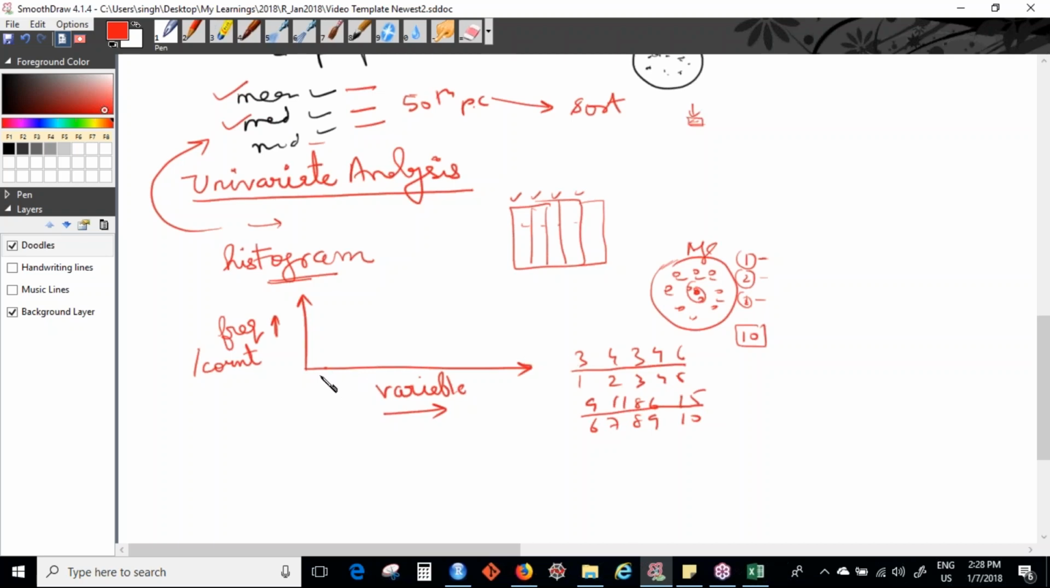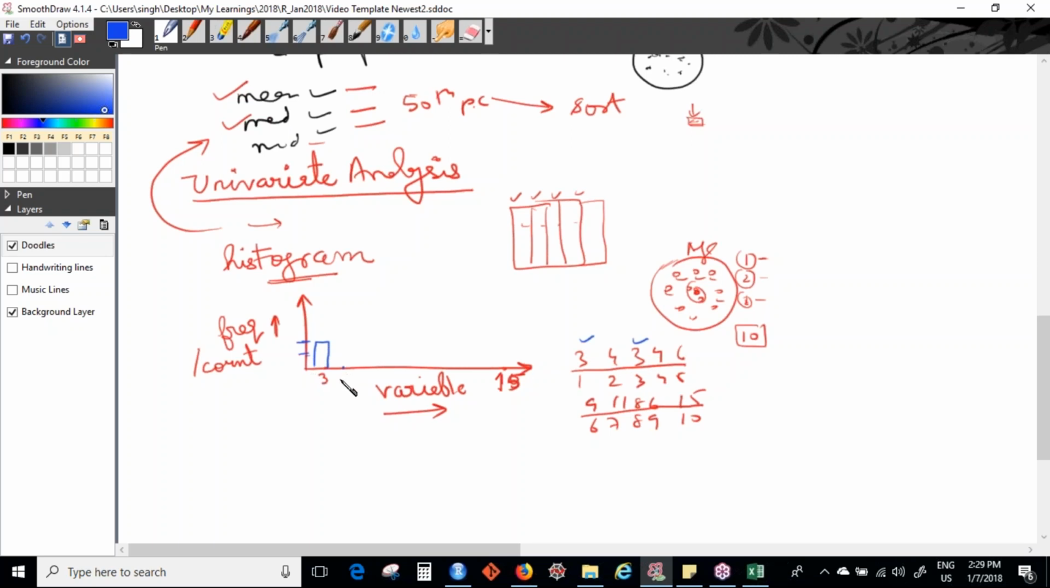So the minimum I see is 3, so I'll place 3 here. The maximum I see is 15, so I'll place 15 here. Now I will count how many engineers have a salary of 3. If I count that, it will be 1, 2, only 2 have. So the height of this bar here will be 2.